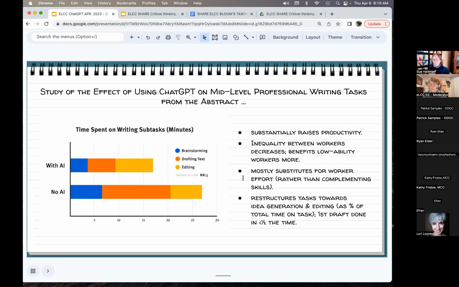There's a very early study on the effect of using ChatGPT in professional writing tests. And there's some really interesting results.